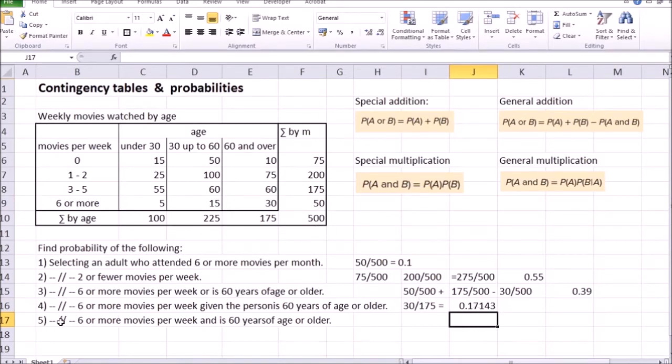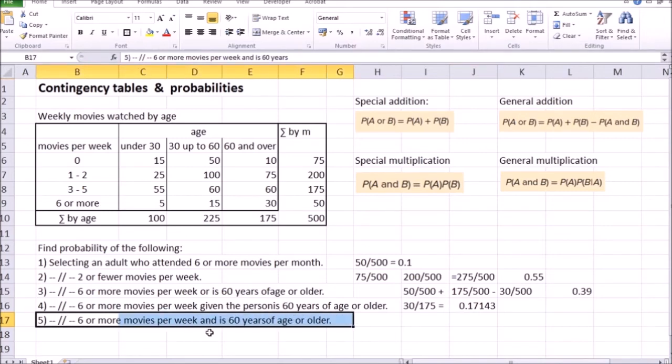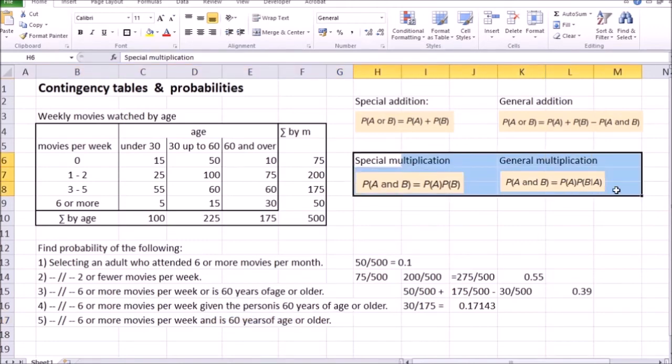And lastly, looking at our last, 5th question, let's find the probability of selecting any random adult attending 6 or more movies per week and who is also in the age category of 60 years of age or older. Generally, when we have a question that includes the word and, that often refers to multiplication of probabilities. To decide which of the rules of multiplication we have to use, we need to decide whether the categories are independent or not. I think the categories here are not independent.